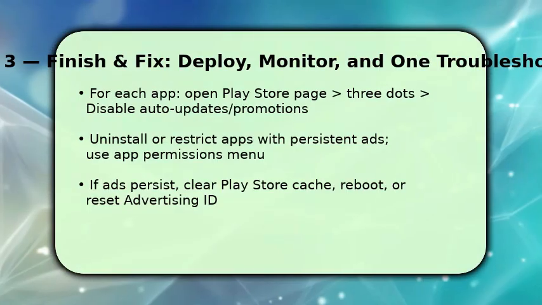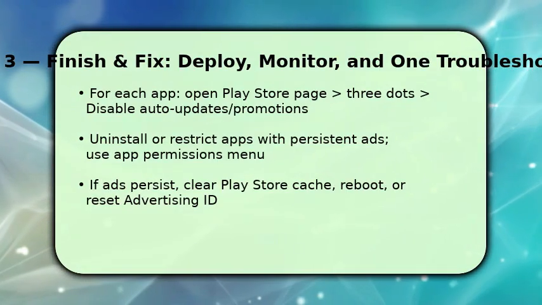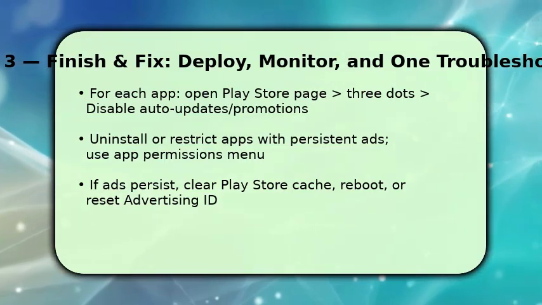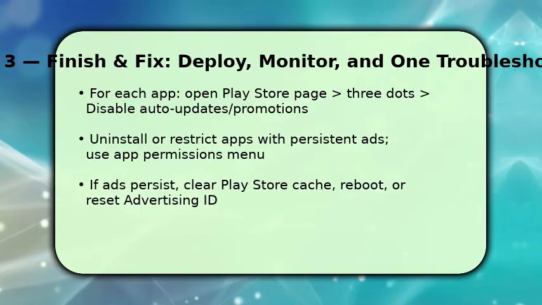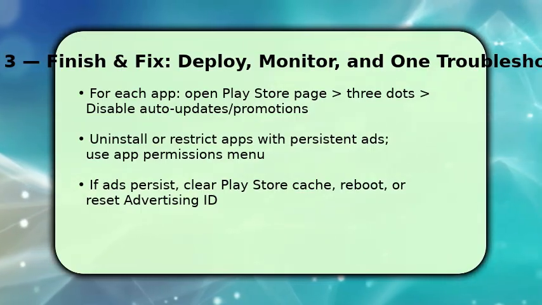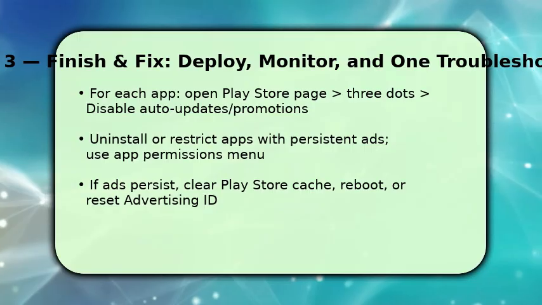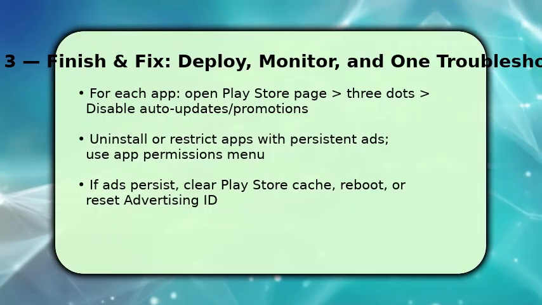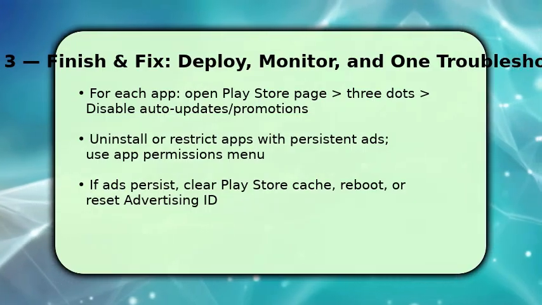Now focus on in-app ads and stubborn promotions. Open an app's Play Store page, tap the three dots, and disable auto-updates and promotional notifications for that app. This stops some store-driven prompts. If an app shows persistent ads, consider uninstalling or restricting its permissions. Apps with overlays or background access often push ads.